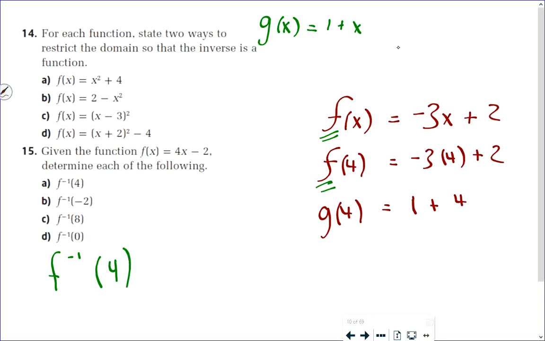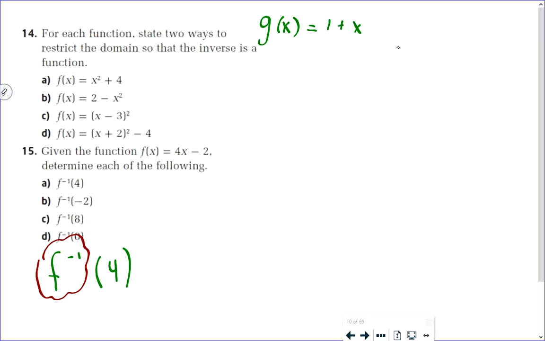I need to put 4 into this function. I need to find the inverse of f of x, so that I can put 4 in for x in that. Well, how are we going to do that? This is the original function. I haven't done anything to it by writing y equals 4x minus 2. I've just changed the f of x to y.